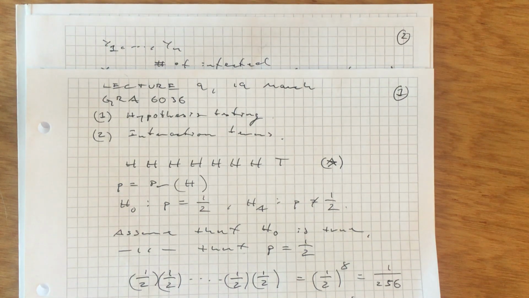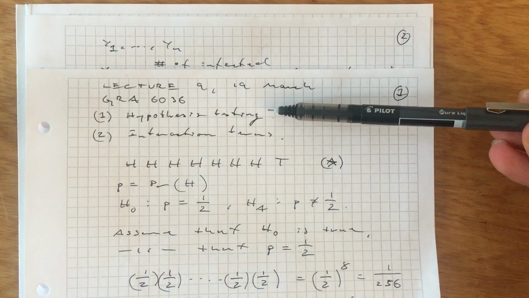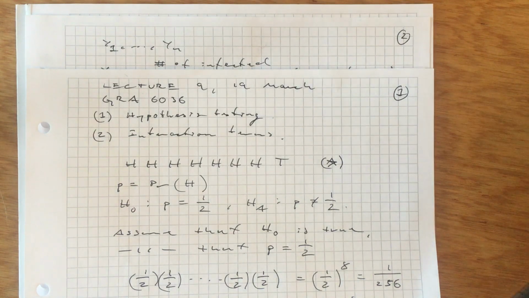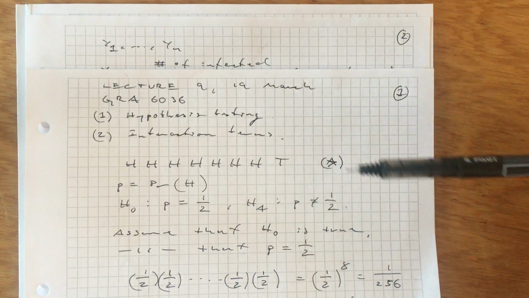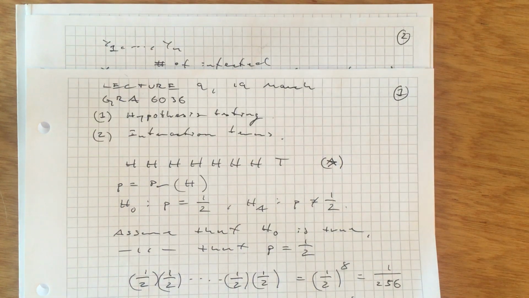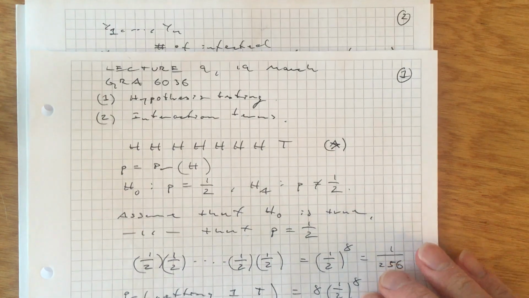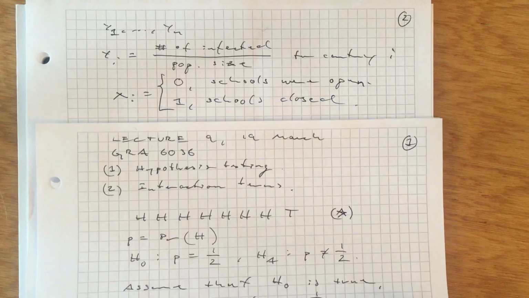Welcome back to lecture 9 in GRA 6036. We have been talking about hypothesis testing. Now we'll talk about interaction terms. So in project 11 you can think of interaction terms as an efficient way of comparing four different means. But I'll present a slightly different way to think about it.